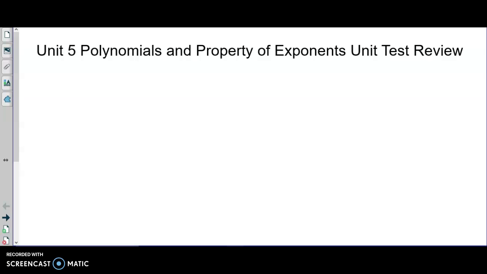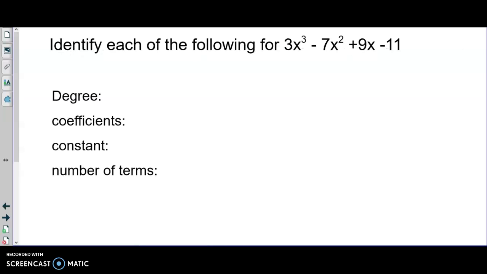This is the Unit 5 test review. All right, the first thing we want to be able to do is identify each of the following. So here's our polynomial. The degree means the highest exponent. So you look at each of your exponents. We have an exponent of 3 and an exponent of 2. Since 3 is bigger, that's our degree.